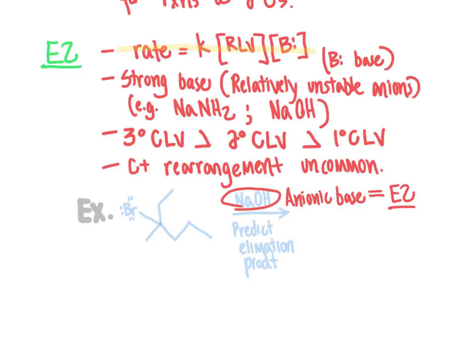So we're predicting an E2 mechanism here. We said that the rate of this reaction is dependent upon both the concentration of the base and the concentration of the molecule that's bonded to the leaving group, implying that both of those species are involved at the rate limiting step.